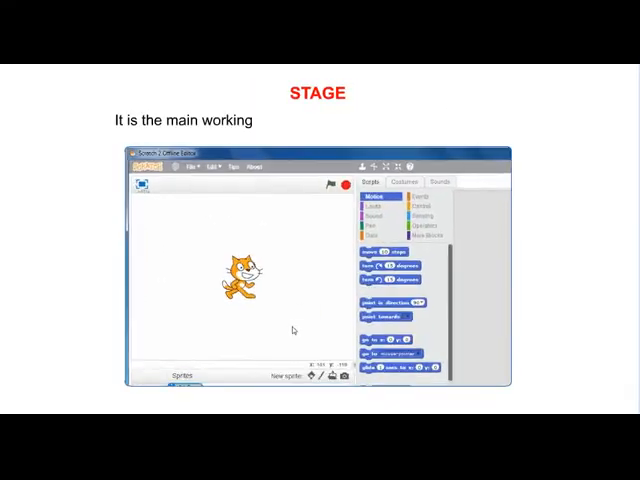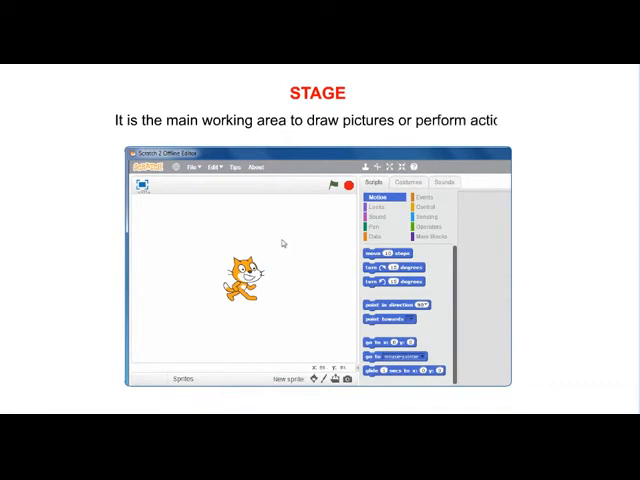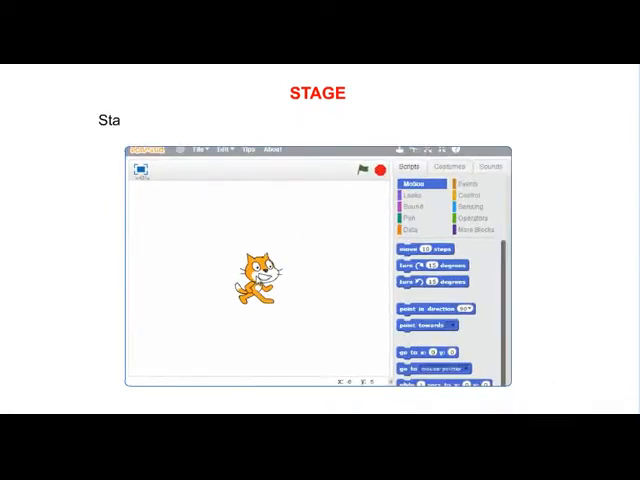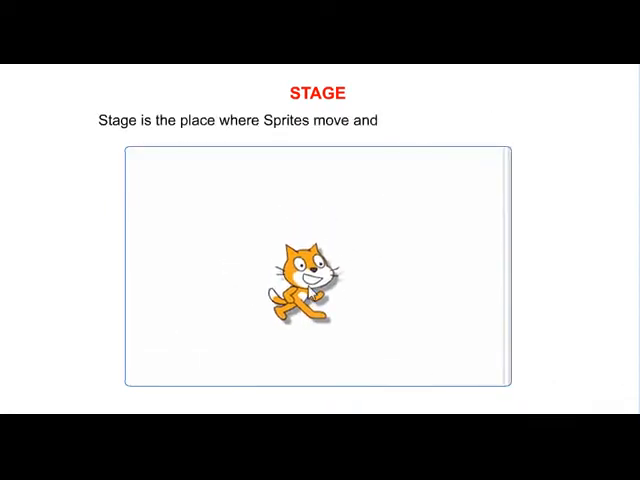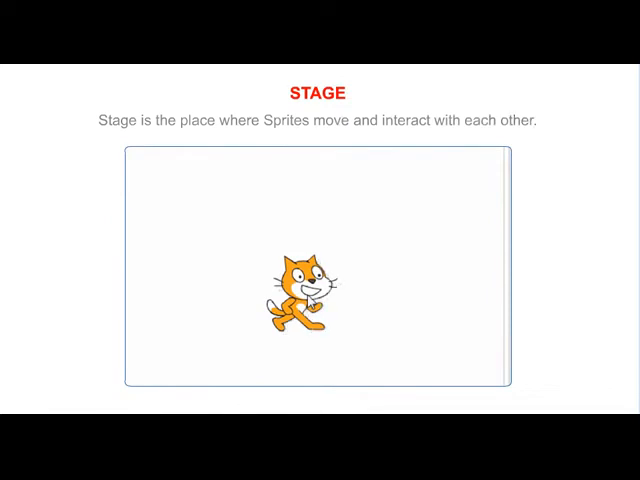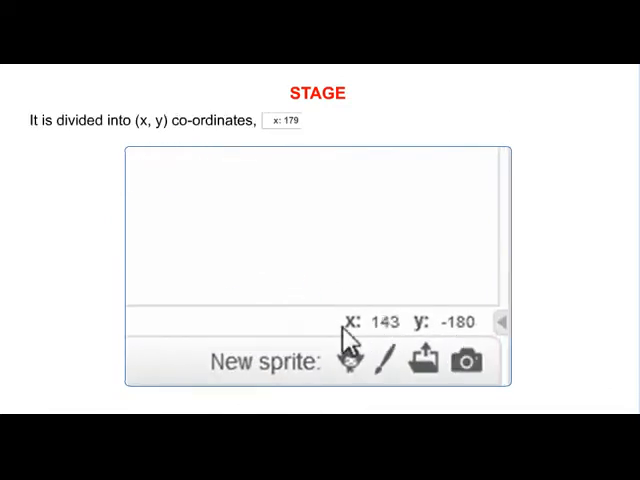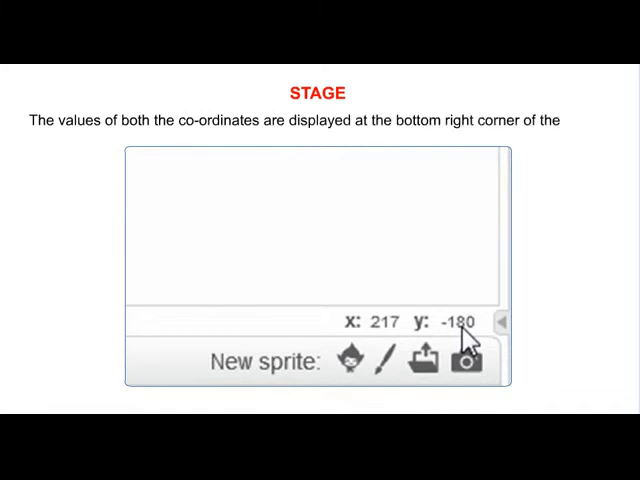Stage. It is the main working area to draw pictures or perform actions. Stage is the place where sprites move and interact with each other. It is divided into X-Y coordinates, which shows the position of the mouse. The values of both the coordinates are displayed at the bottom right corner of the stage.